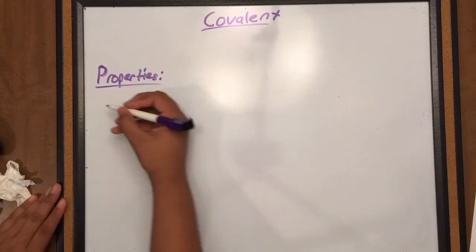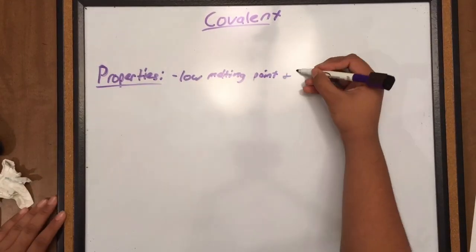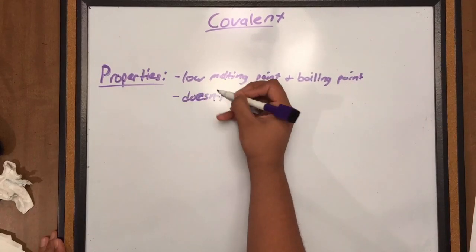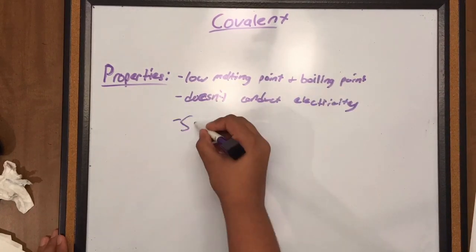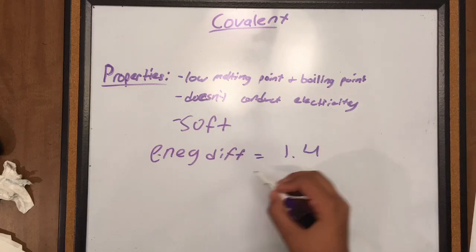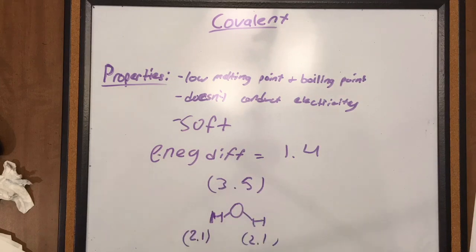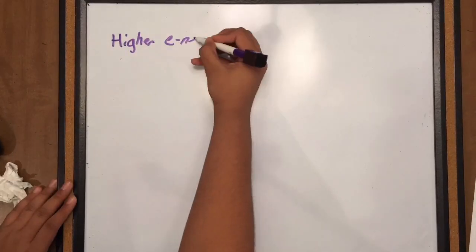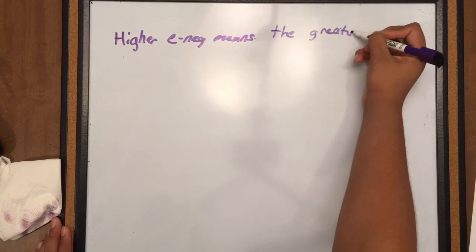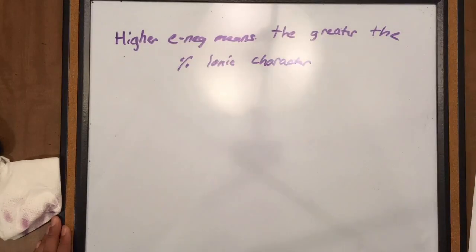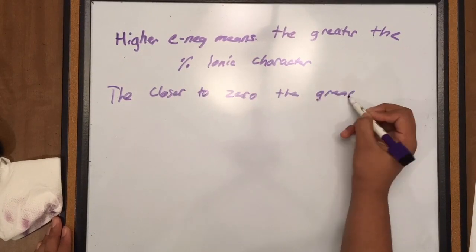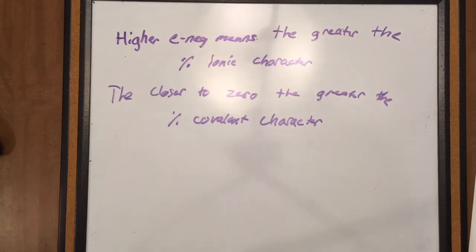Covalent bonds occur between two nonmetals, unlike ionic bonds that occur between a metal and a nonmetal. Electronegativity difference between the two elements is generally low in covalent bonds. The greater the E-neg difference, the more ionic in character. The lower the E-neg difference, the more covalent in character.